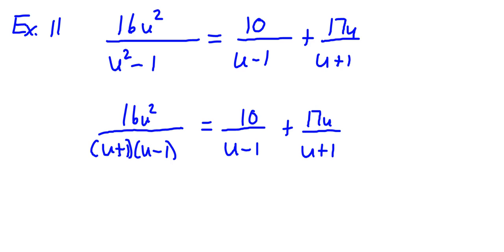Okay, which hopefully should make it a little bit easier, because now, what do you have in your denominators? u plus 1 and u minus 1, right? So now that you factored this one off because it was a difference of two perfect squares and rewritten it here, now you can multiply by your least common denominator, which is u plus 1 and u minus 1, because that's the only thing that's in your denominators.